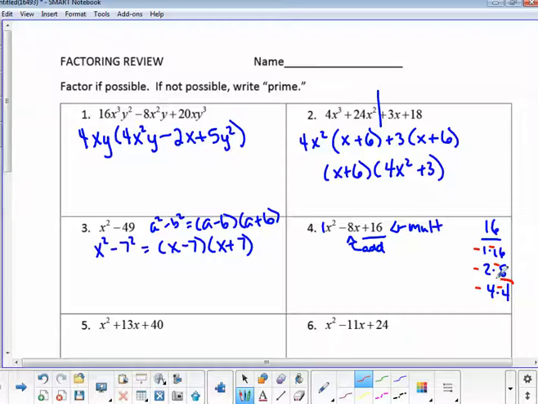So these are the numbers you want, and because it's the easy kind of factoring, because this is just 1x squared, you can just write your factors right away. x minus 4 times x minus 4.